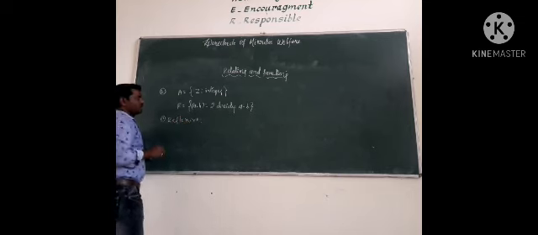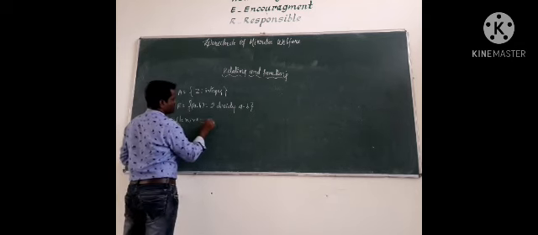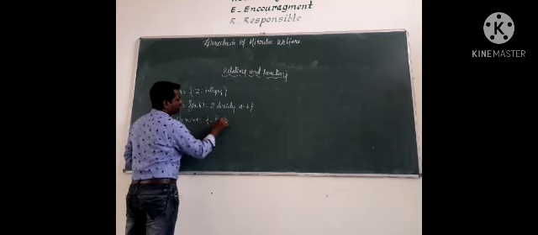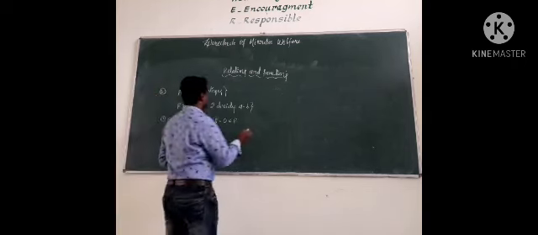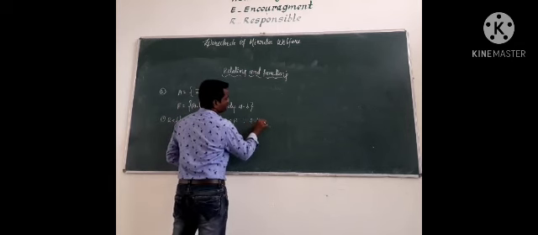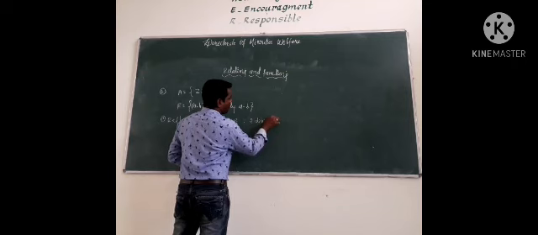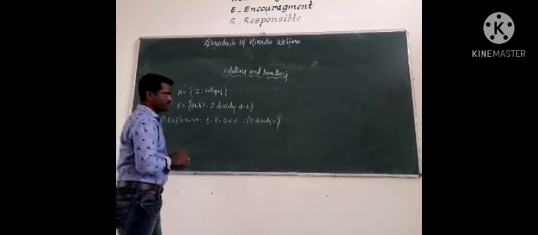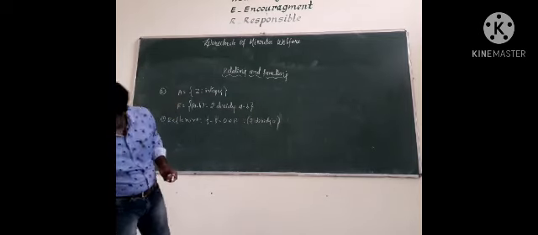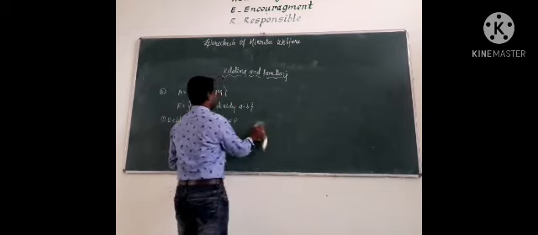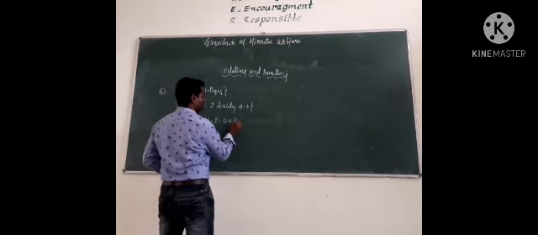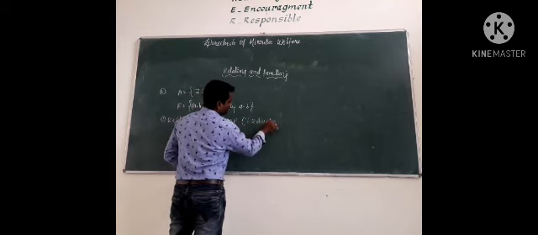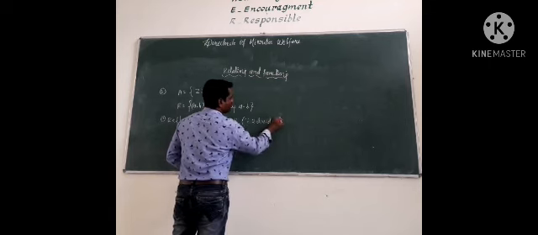Reflexive. Here you can take the same number, 1 minus 1, or 3 minus 3. 3 minus 3 is equal to 0. 2 divides 0, because 2 divides 0.